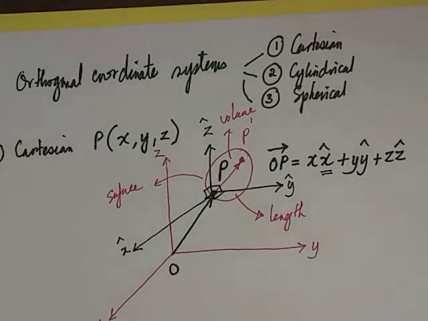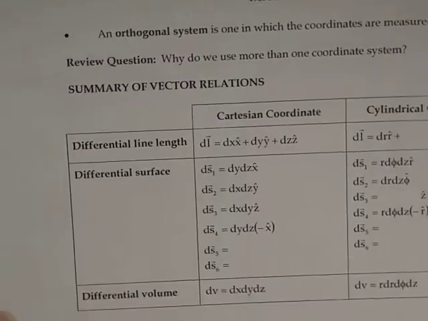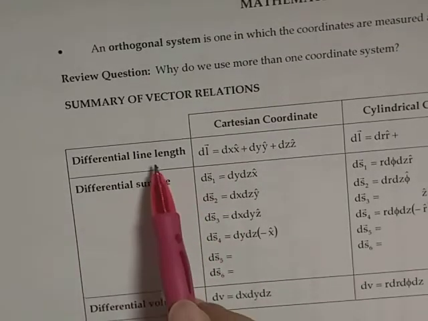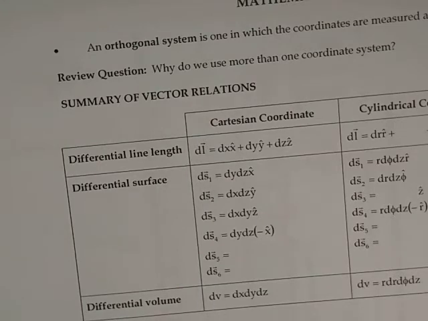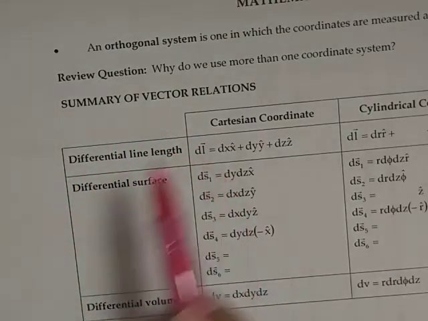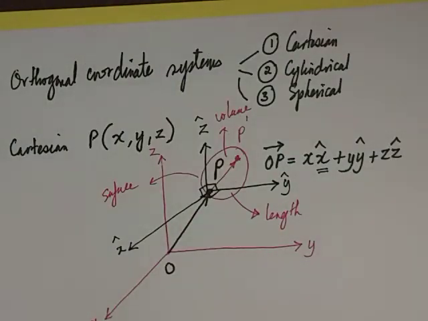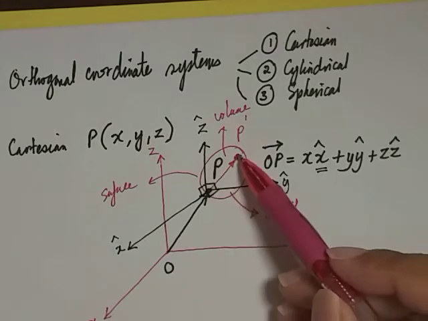So if you look carefully at our table here, we can see clearly the length factor, the surface factor, and the volume factor. That's what is going to be introduced in the discussion when a point P in space shifts to P prime.